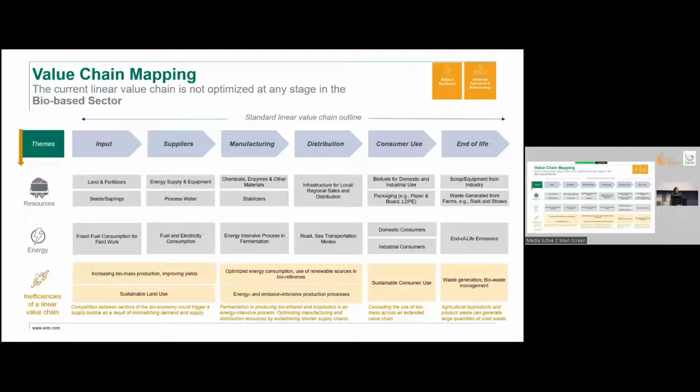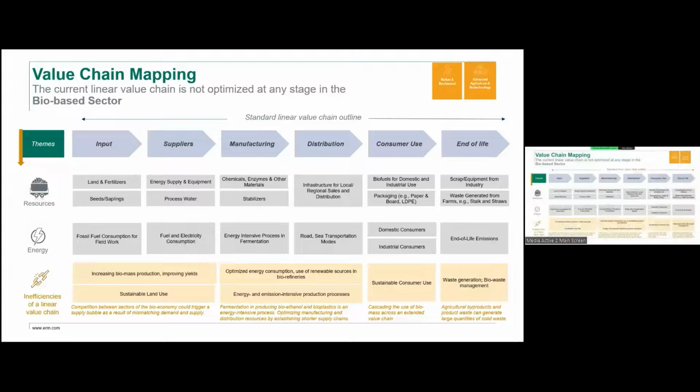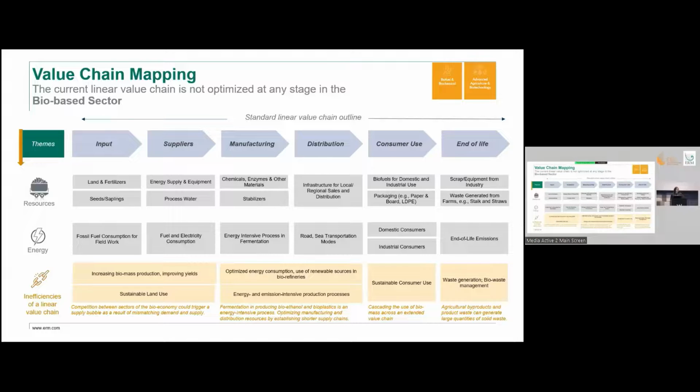Because the bio-based industry is so vast and is such a huge area, for every segment that we considered for hotspot evaluation and circularity definition, we first began our exercise by creating what we call the value chain map. Unfortunately, today only linear value chains exist. And linear value chains typically look at input all the way to end of life with no circularity in place.